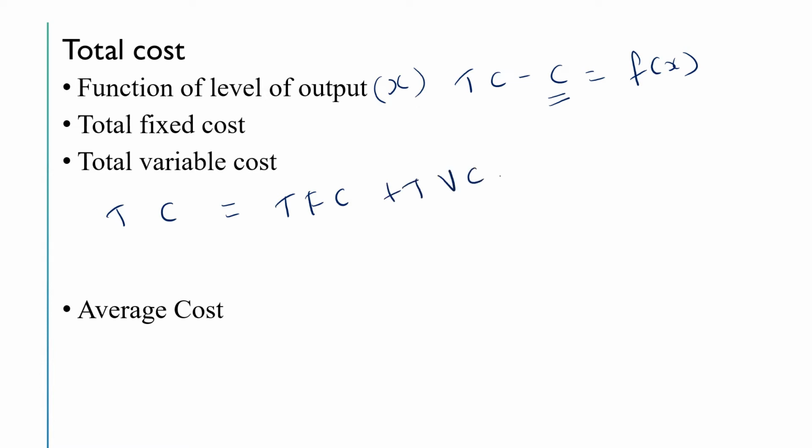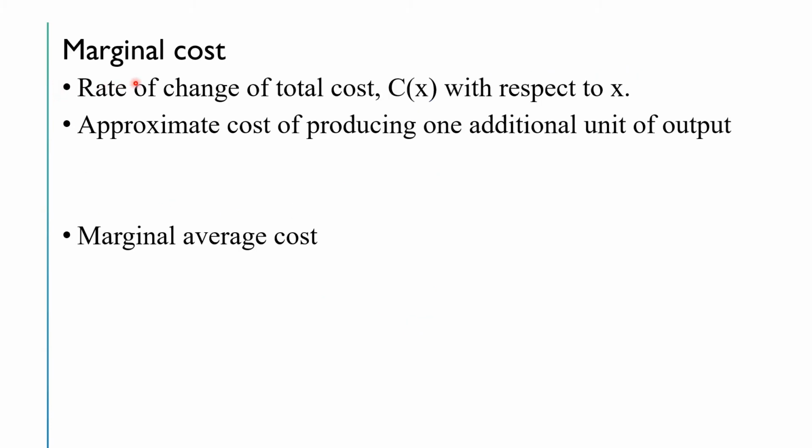Now we will see what is average cost. Average cost is nothing but the total cost divided by the number of units produced, or total cost divided by the level of output. Now marginal cost is the rate of change of total cost C of x with respect to x. Or we can say marginal cost is the approximate cost of producing one additional unit of output. So this marginal cost is given by marginal cost is equal to d by dx of the total cost C of x.